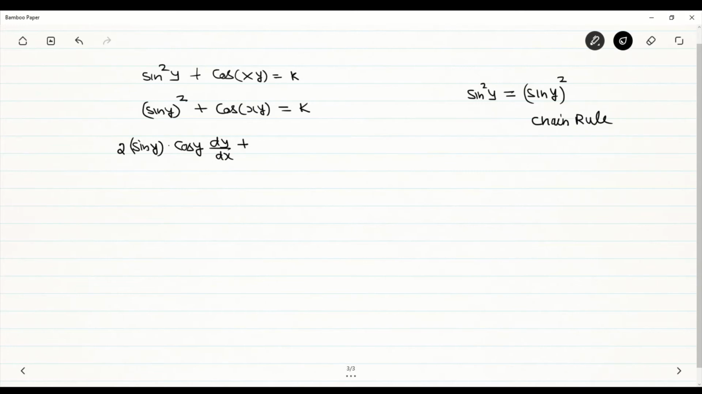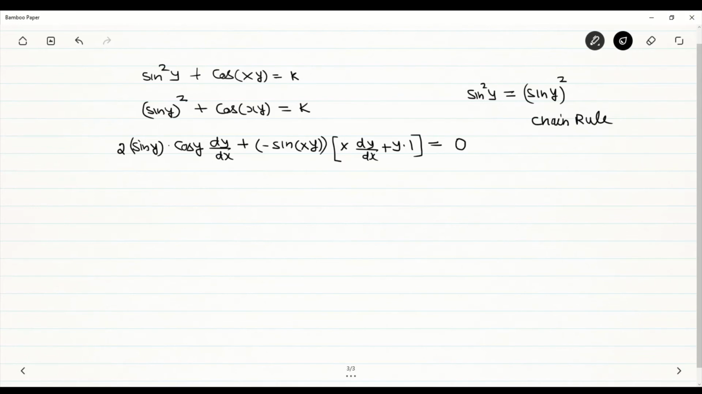Plus, now I have to differentiate cos xy. So just assume it like cos theta, and we know the derivative of cos theta is minus sine theta. So you write minus sine xy as it is. I have solved cos over here, but I am still left with xy. So I'm applying the product rule to this xy. It is first function into derivative of the second plus the second function into derivative of the first, is equal to the differentiation of the right hand side, which being a constant would just be 0.